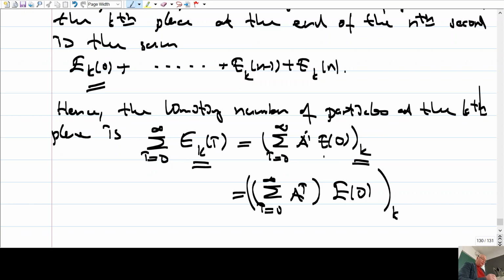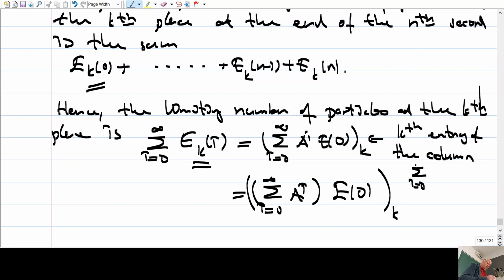What I mean by this, this is a matrix. I multiply with this column vector. I get a column vector. I mean its kth entry. Yeah, kth entry. So this is just the kth entry of the column. Which column? This one.